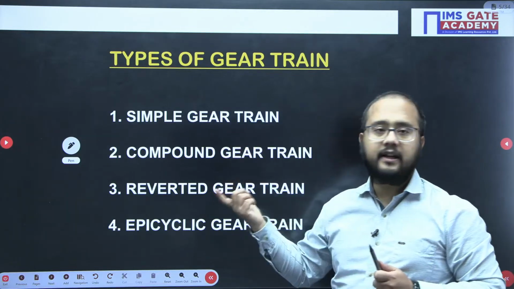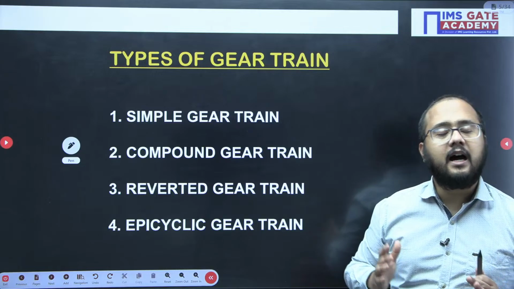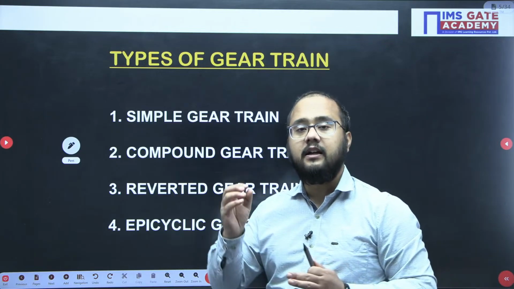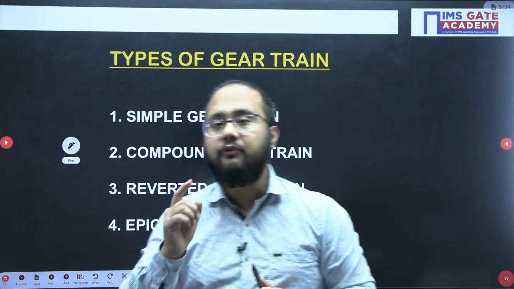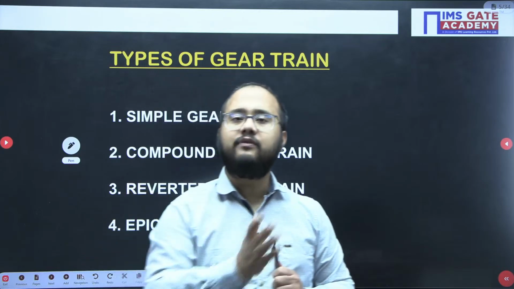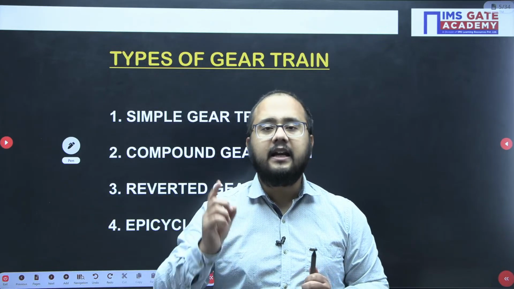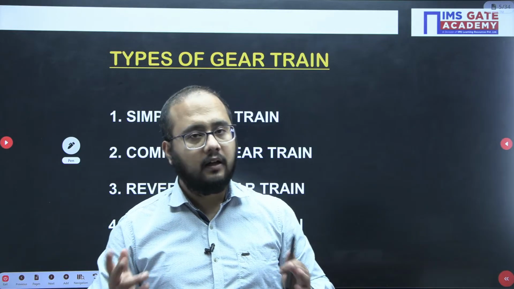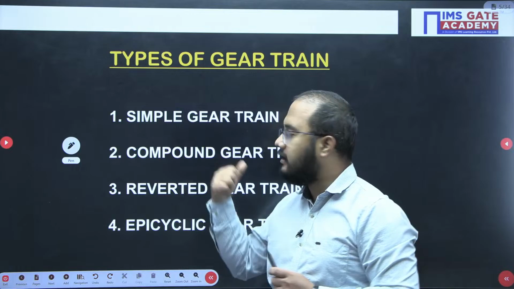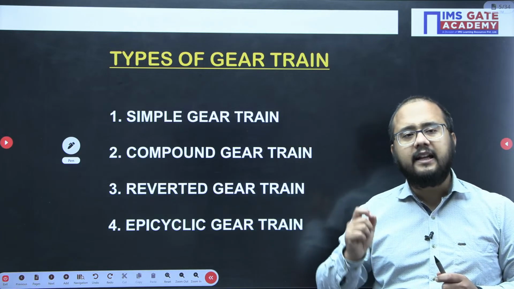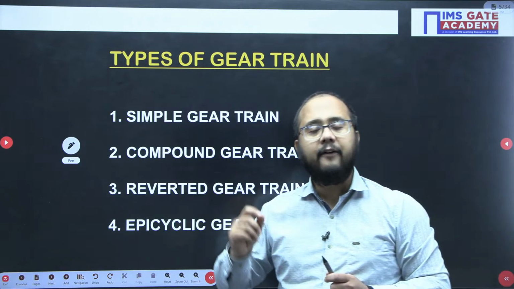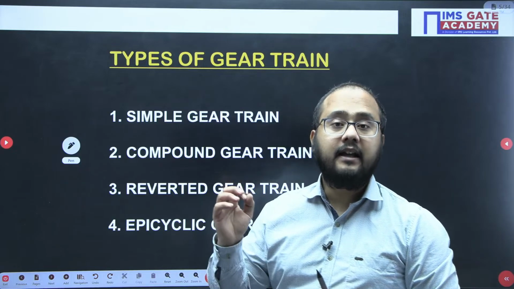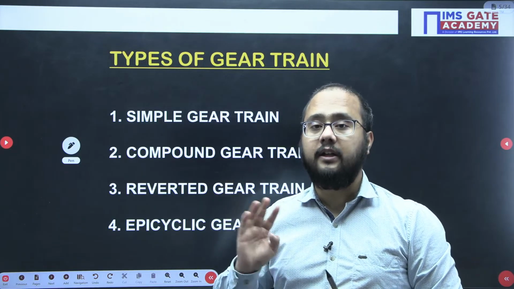First of all, simple gear train. Simple gear trains are those gear trains in which every shaft will have only one gear. Whatever shafts we are having in that gear train, each shaft is going to carry one gear only, right? If I talk about compound gear train, at least one of the shafts will have more than one gear.